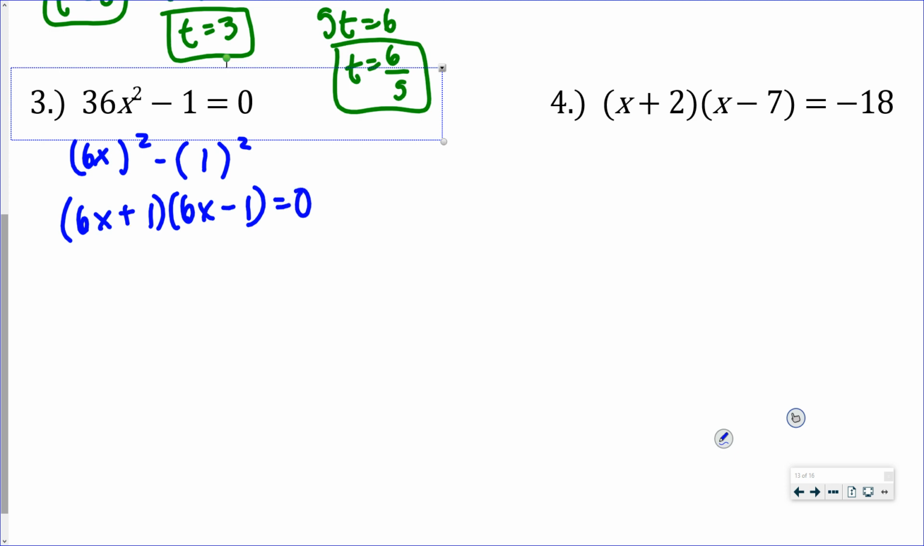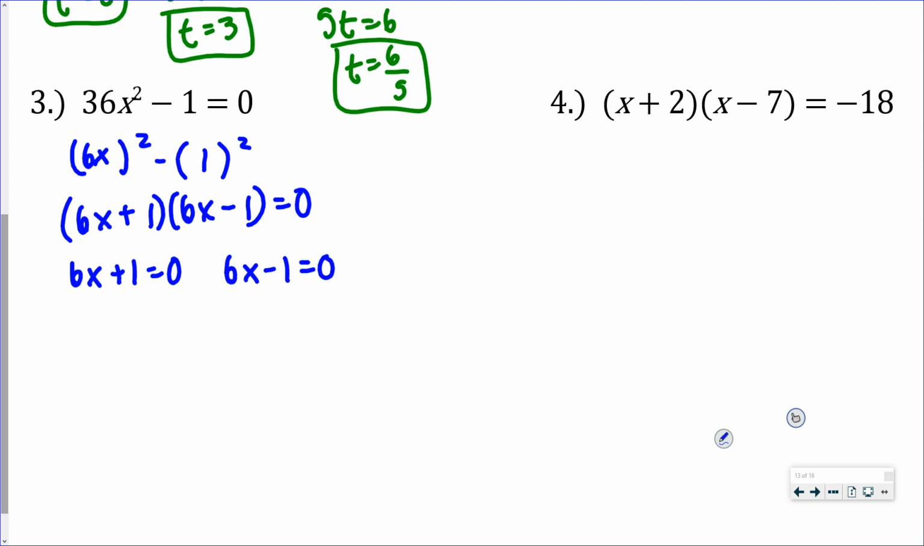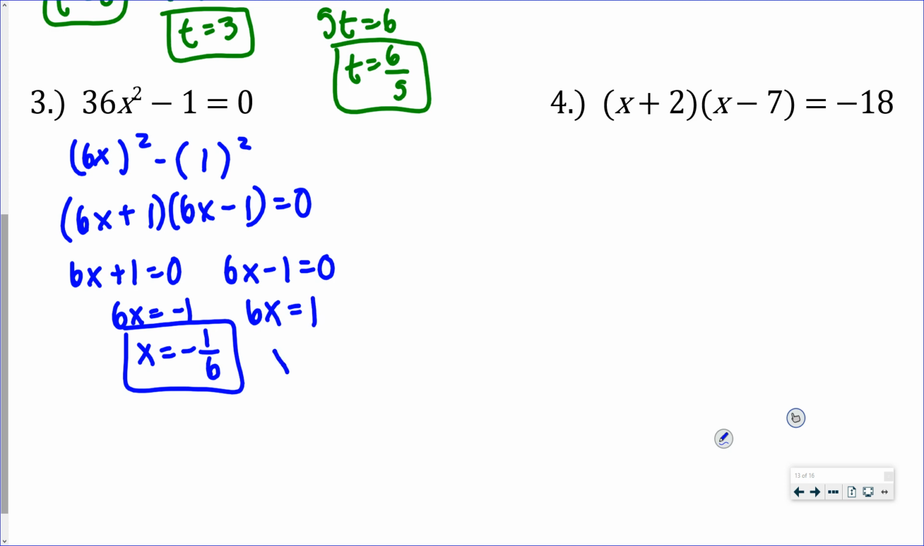Oh, I should also mention we would have to set it equal to 0 first, right? But that's already done for us. Now it's factored. I want to solve. I see an equal sign. That means I have an equation here. So I need final solutions. Negative 1/6 is one solution. Positive 1/6 is my second solution.